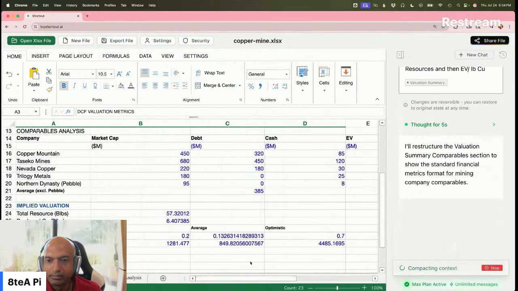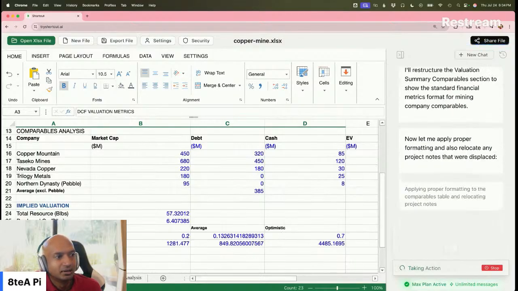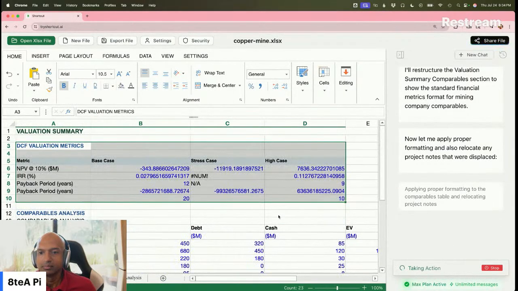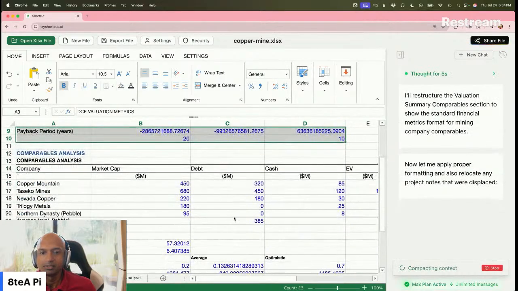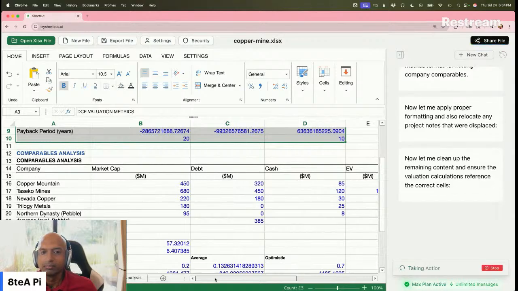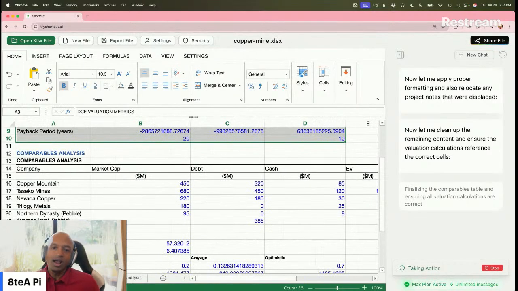All right. Analyzing the proper formatting and also relocate project notes that were displaced. What project notes were displaced? DCF valuation, comparables analysis. Okay. Market cap. But it took out Freeport McMoRan. Why did you take out Freeport McMoRan?